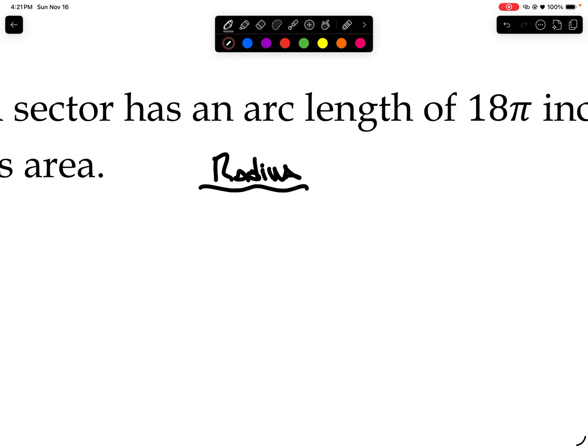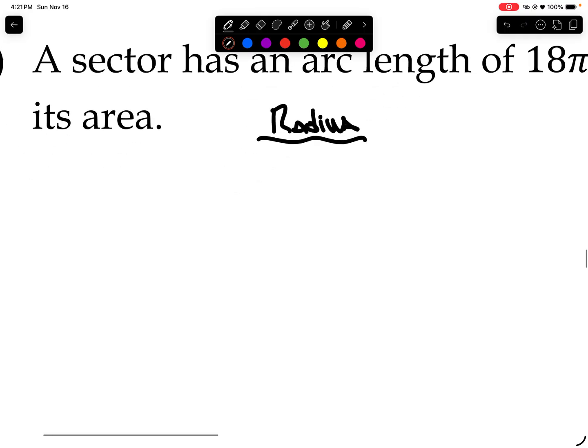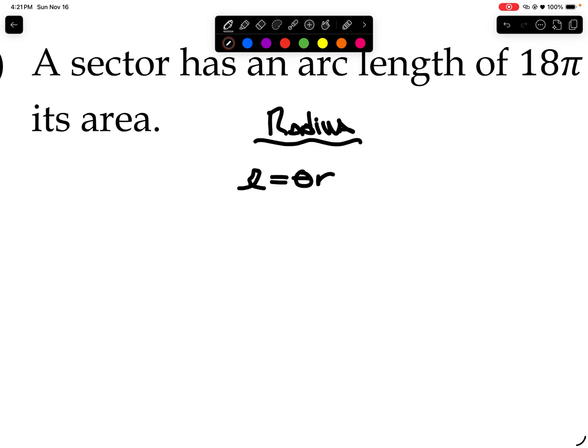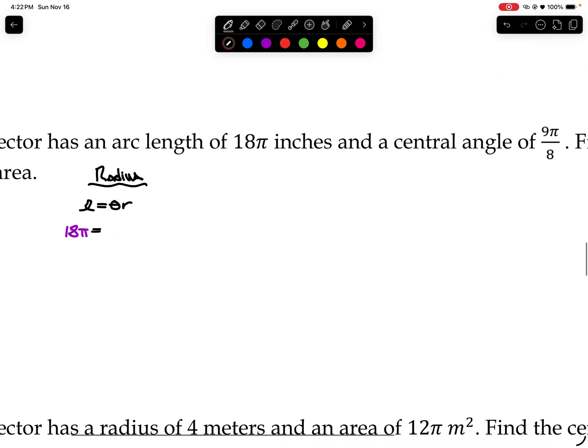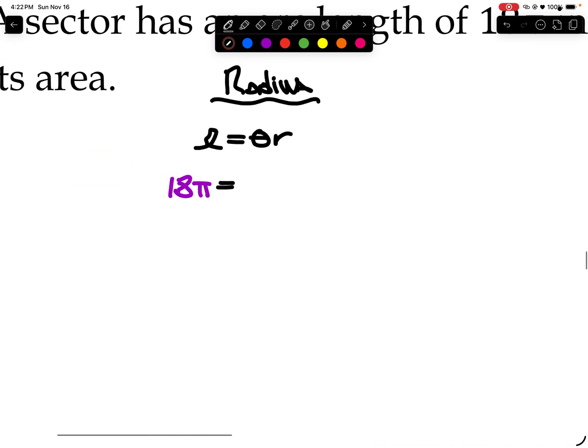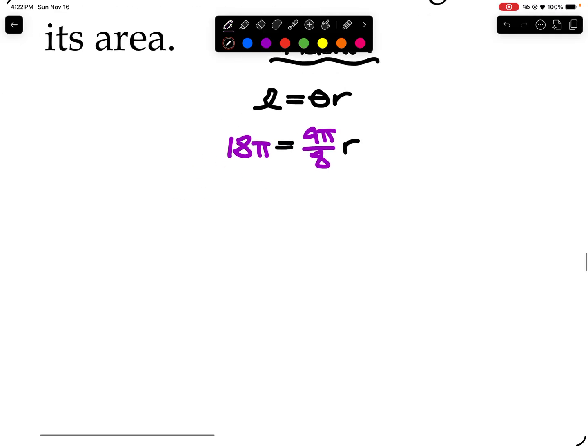I'm actually going to start with the arc length since that's what they give us. So I know the arc length is going to be equal to the central angle times the radius, and they tell us that the arc length is 18 pi inches. And then what else do they give us? They also tell you the central angle is 9 pi over 8. And then they want us to find the radius. So just literally solving an equation.